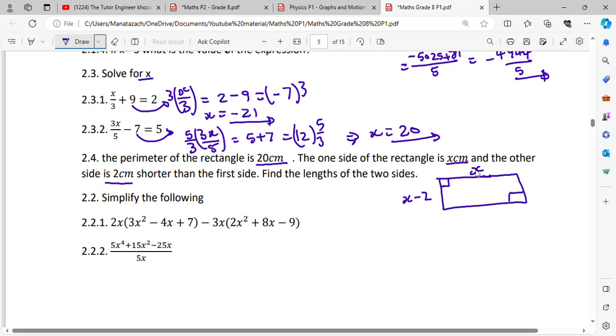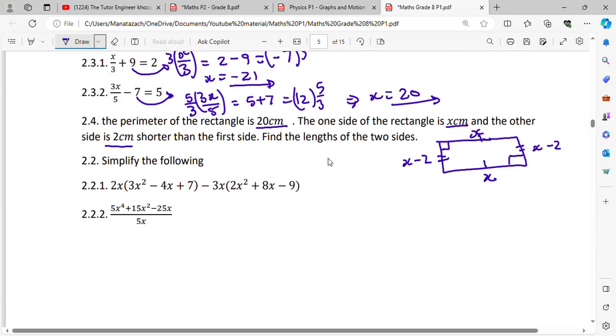Since this is a rectangle, the opposing sides of the rectangle are equal. This one will be x, then this one on the right hand side will also be x minus 2. The other information is that the perimeter is 20 centimeters. So we'll write P is 20 centimeters. Remember, perimeter is the summation of all the sides of your rectangle.